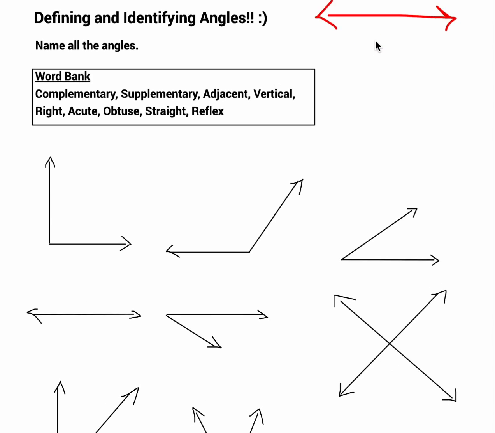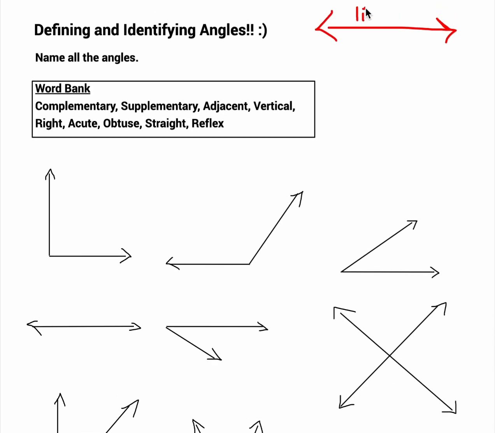The first one is called a line, and it has two arrows at the ends, meaning that this line will continue to go on forever and ever, and there won't be any curves, it will just be a straight line.